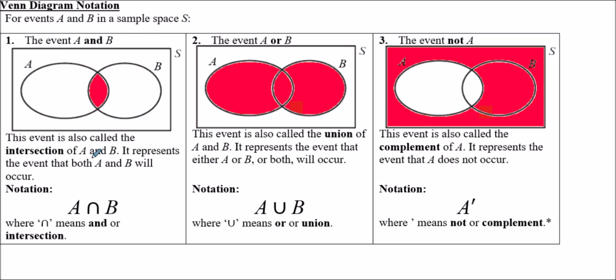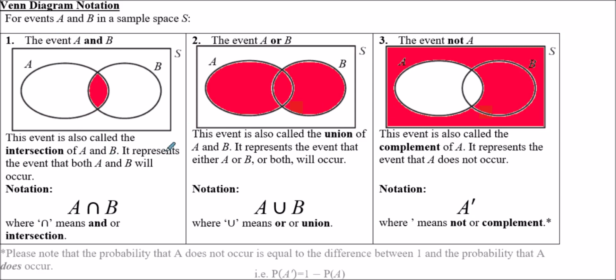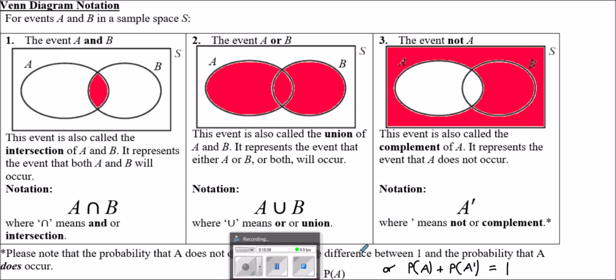So the event A and its complement, or any event and its complement, are linked in this way. So I'm just saying here, please note that the probability that A does not occur is equal to the difference between 1 and the probability that A does occur. So that's one way of writing it here. Probability of A dashed equals 1 minus P(A), or we could say that the probability of A, the chance of A happening, plus the probability of event A not happening is equal to 1. That's the way I prefer to write it, but either way is absolutely fine.